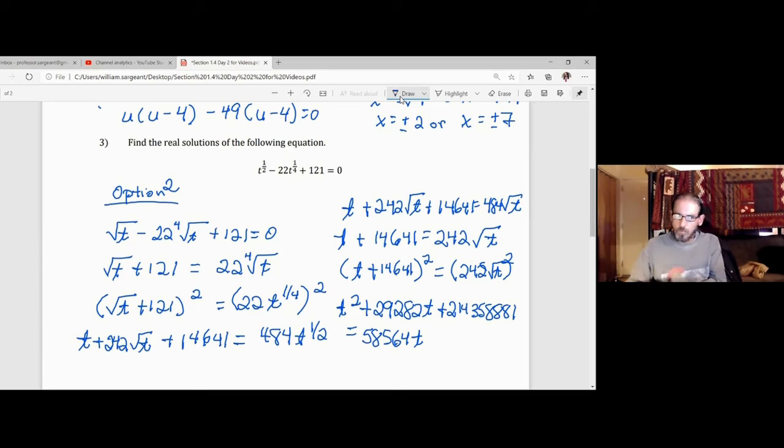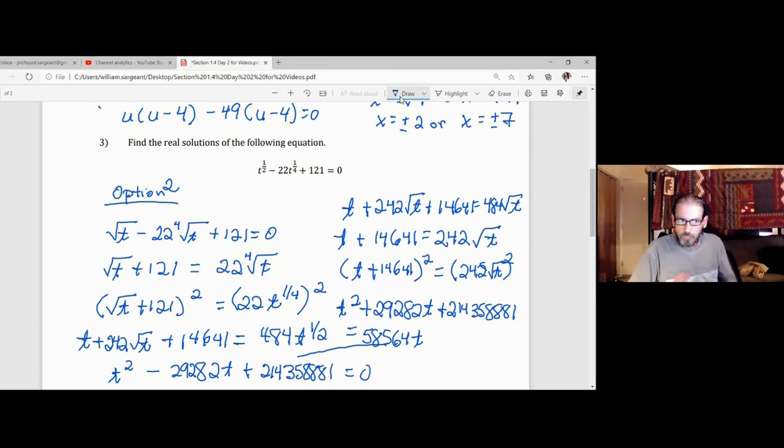So now we see we've got a quadratic. I'm going to subtract 29,282 minus 58,564, and that's going to give me negative 29,282. Now it's equal to 0.